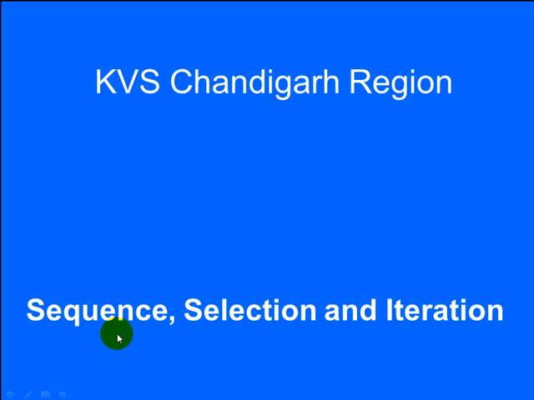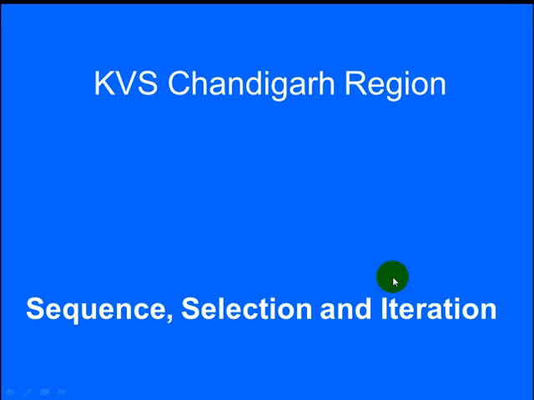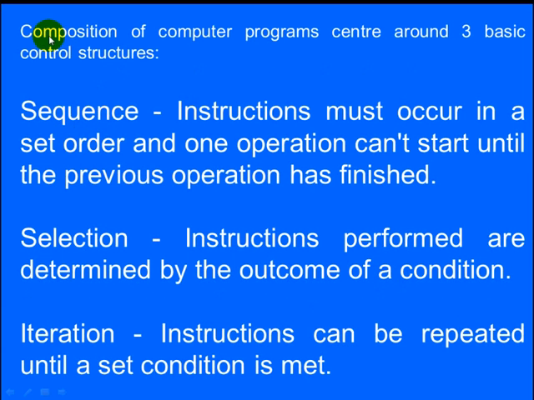Now let us discuss sequence, selection and iteration in a Java program. Composition of computer programs centers around three basic control structures, or we can say three basic programming constructs, and these are sequence, selection and iteration. So let us start with sequence.